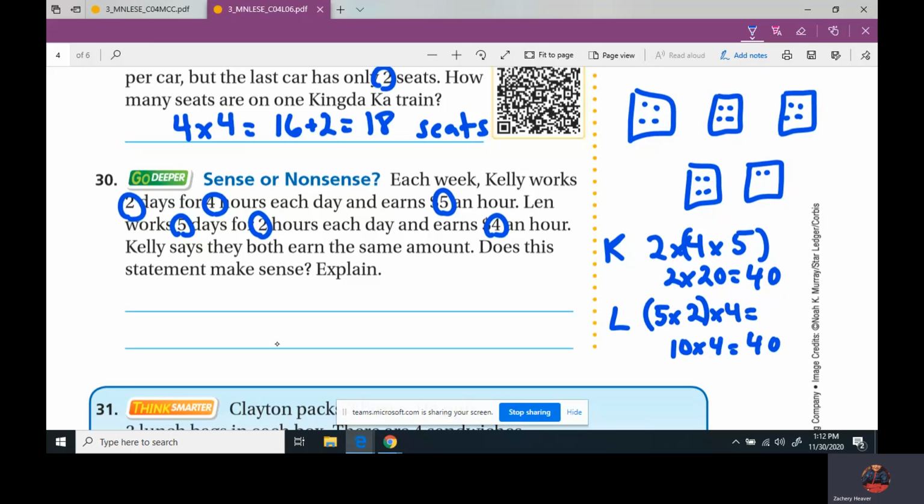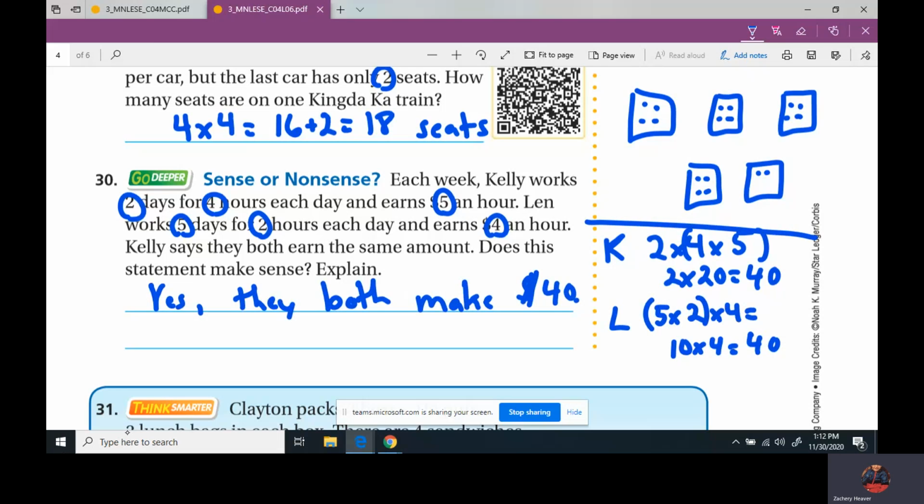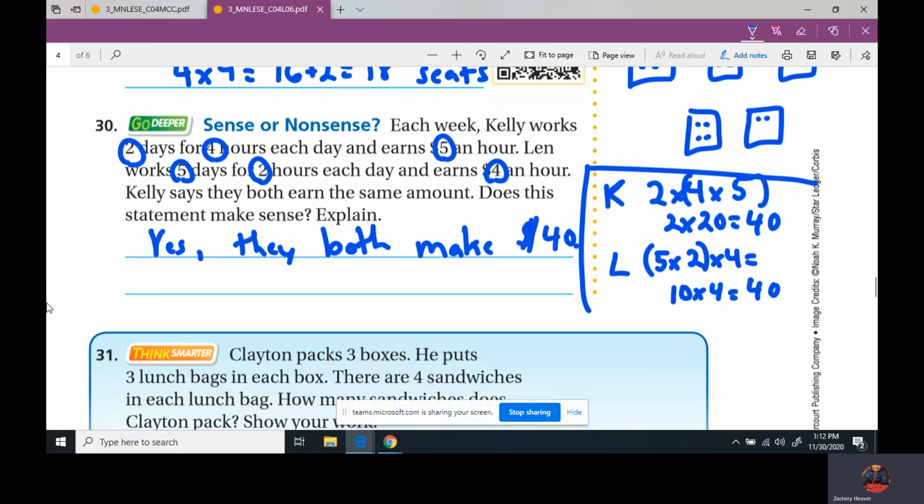So Kelly makes $40 and Lynn makes $40. And it says Kelly says they both earn the same amount. Does this make sense? Yes, it makes sense. They both make $40. And if you have this equation right here, you explained it to me. And look, they all have the same factors: 2, 4, and 5; 5, 2, and 4. No matter what the order is, they're going to equal the same.